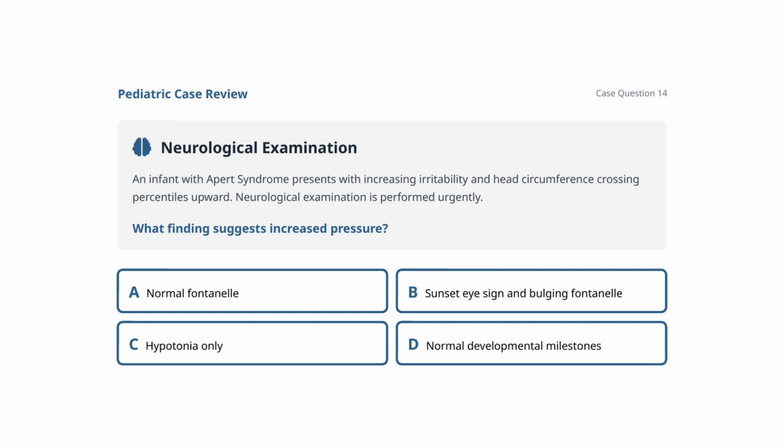An infant with Apert syndrome presents with increasing irritability and head circumference crossing percentiles upward. Neurological examination is performed urgently. What finding suggests increased intracranial pressure requiring immediate intervention? Option A, normal fontanelle. Option B, sunset eye sign and bulging fontanelle. Option C, hypotonia only. Option D, normal developmental milestones.